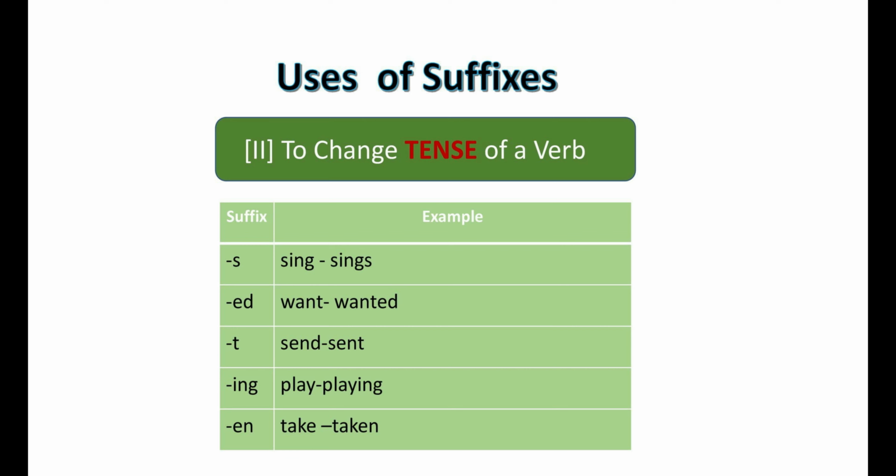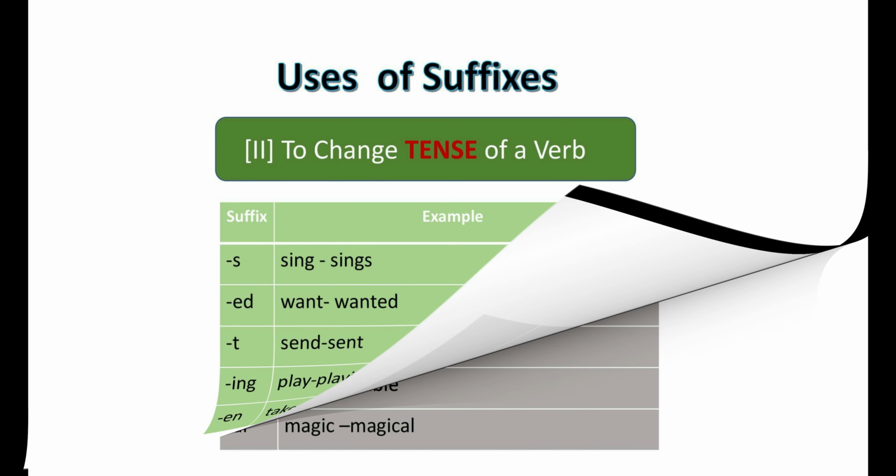We use suffixes to change the tense of a verb. For example, by adding suffix ed to the word want, which is in present tense, we get wanted, which changes into past tense. Now see another example. By adding suffix ing, we can change the word play into its continuous tense, that is playing.